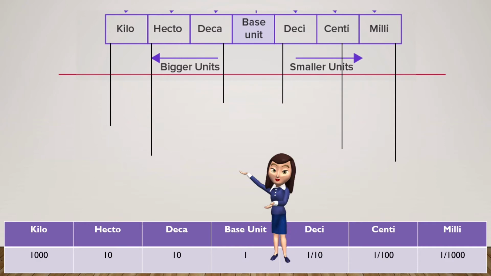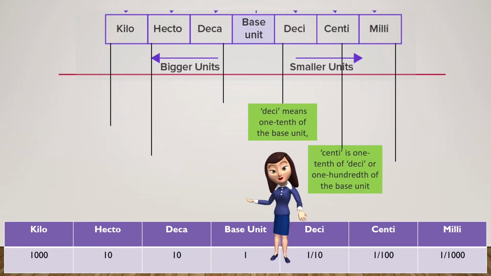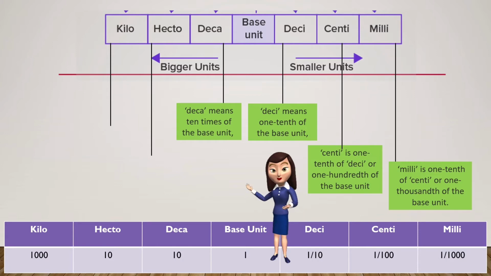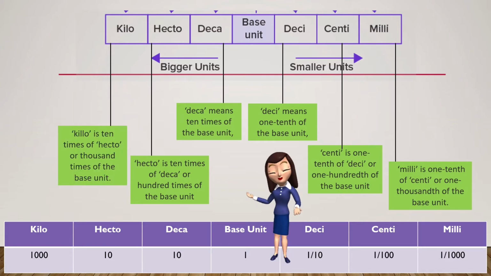In this slide, the given figure shows the arrangement of the metric units, which are smaller or bigger than the base unit. The units to the right of the base unit are smaller than the base unit. As we move to the right, each unit is 10 times smaller, or 1/10 of the unit to its left. So a deci means 1/10 of the base unit, centi is 1/10 of deci or 1/100 of the base unit, milli is 1/10 of centi or 1/1,000 of the base unit, and deca means 10 times the base unit. Hecto is 10 times deca or 100 times the base unit, and lastly is the kilo, which is 10 times hecto or 1,000 times the base unit.